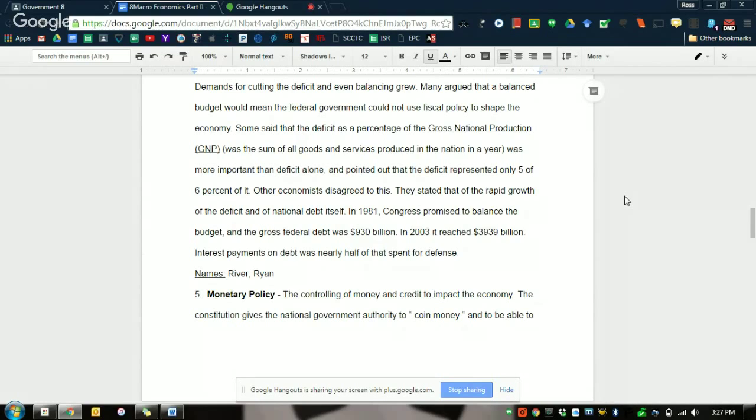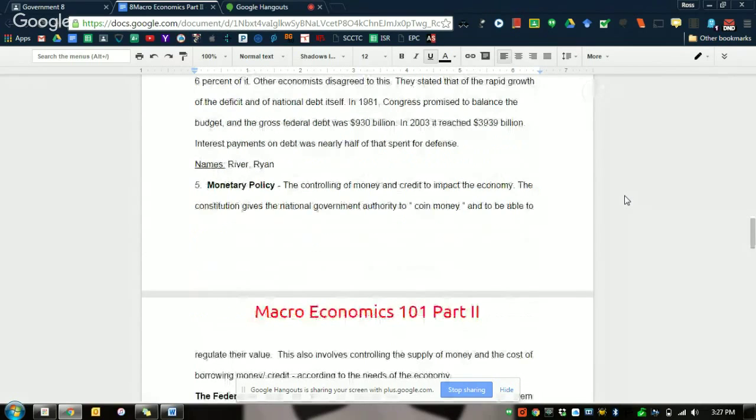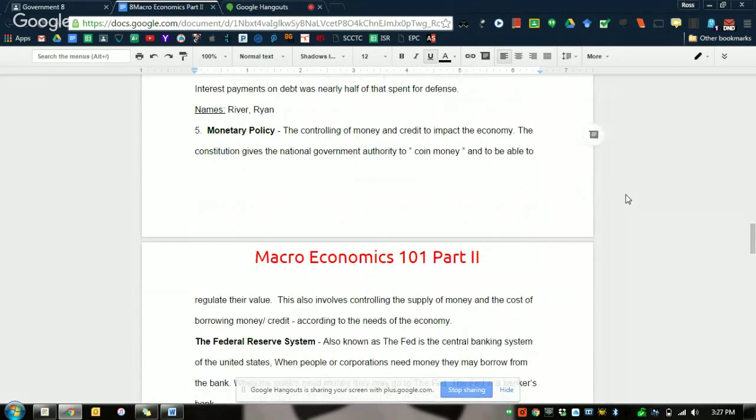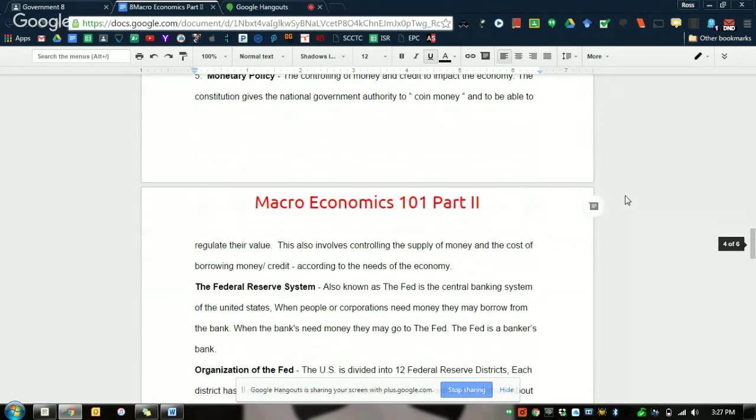All right, so our debt was about $930 billion in 1933 under Franklin Delano Roosevelt. In 2003, it reached, and this says here, $3,939 billion. That is not incorrect, but it probably should say 3.9 trillion. And currently today, our debt, like I've said earlier in this video, is about $19 trillion. All right, so let's dive a little bit more into monetary policy, which again is controlling the amount of money that's available and the credit, and it can impact the economy.